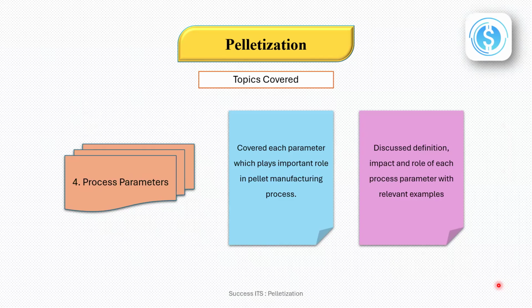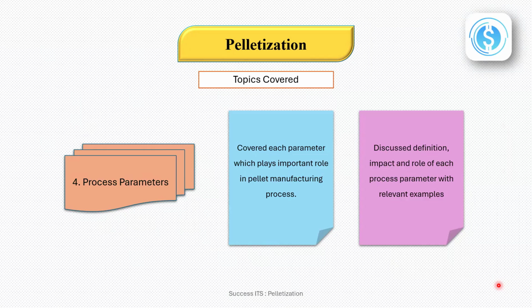In this topic, we will discuss each important process parameter in detail and you will learn what the parameter is, why it is important, how it affects the process, and what can happen if it is not maintained within the specified range. To make this concept easy to understand, we will also explain each parameter using practical examples from the pharmaceutical industry manufacturing shop floor point of view.